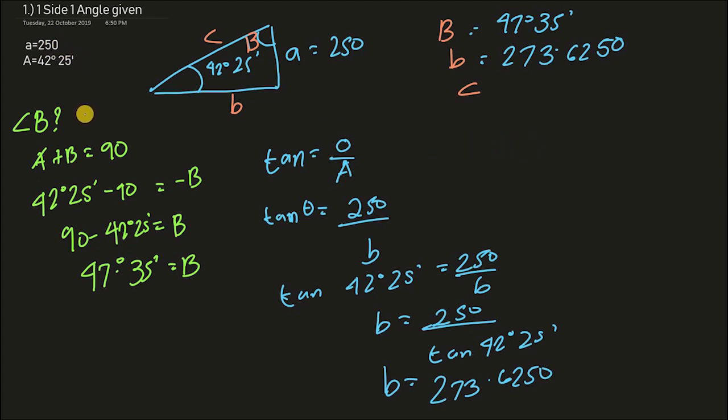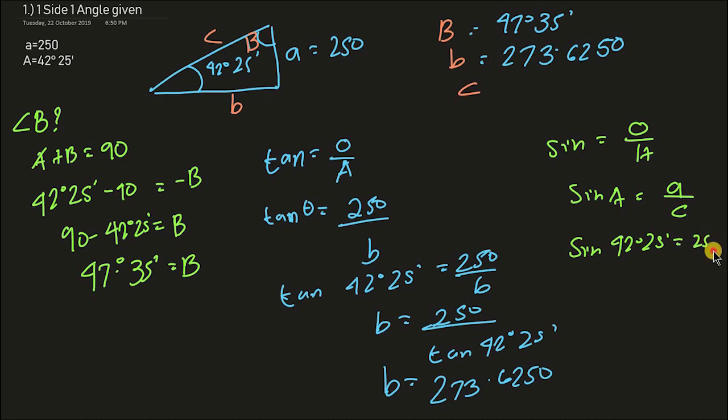To solve for that, I will use the trigonometric function, which is sine. Bakit sine? Kasi sine is again opposite over hypotenuse. Opposite of this angle is this A, which is given na. So sine A is equal to A opposite over hypotenuse, which is C. So we have those values. Sine 42 degrees 25 minutes is equal to A. A is given, that's 250, and the value of our C, yun yung hinahanap po natin. So, C is equal to 250 divided by sine 42 degrees and 25 minutes.